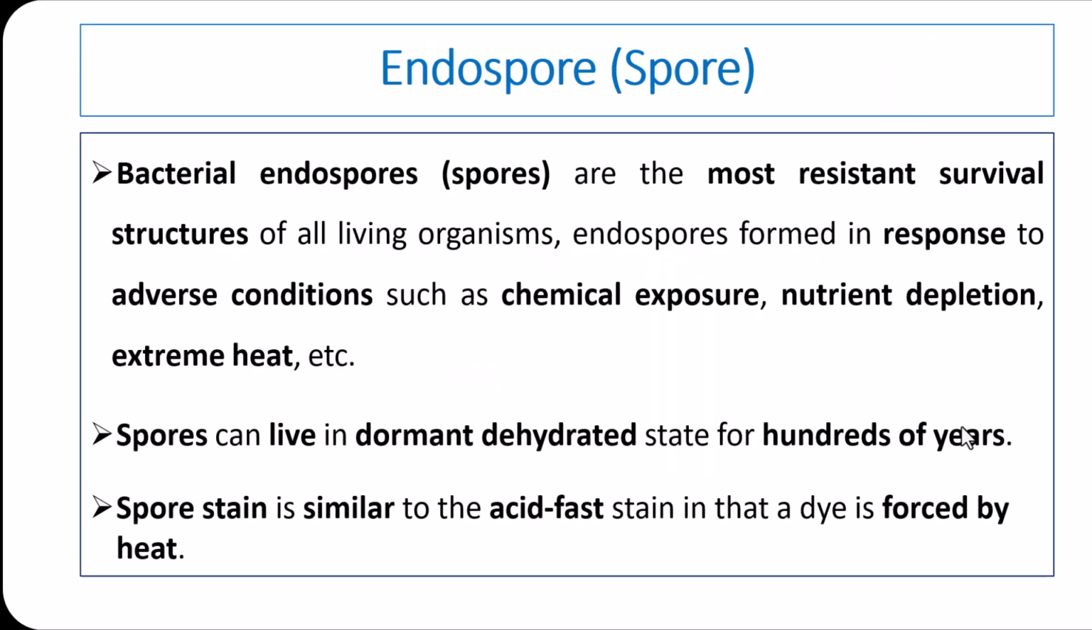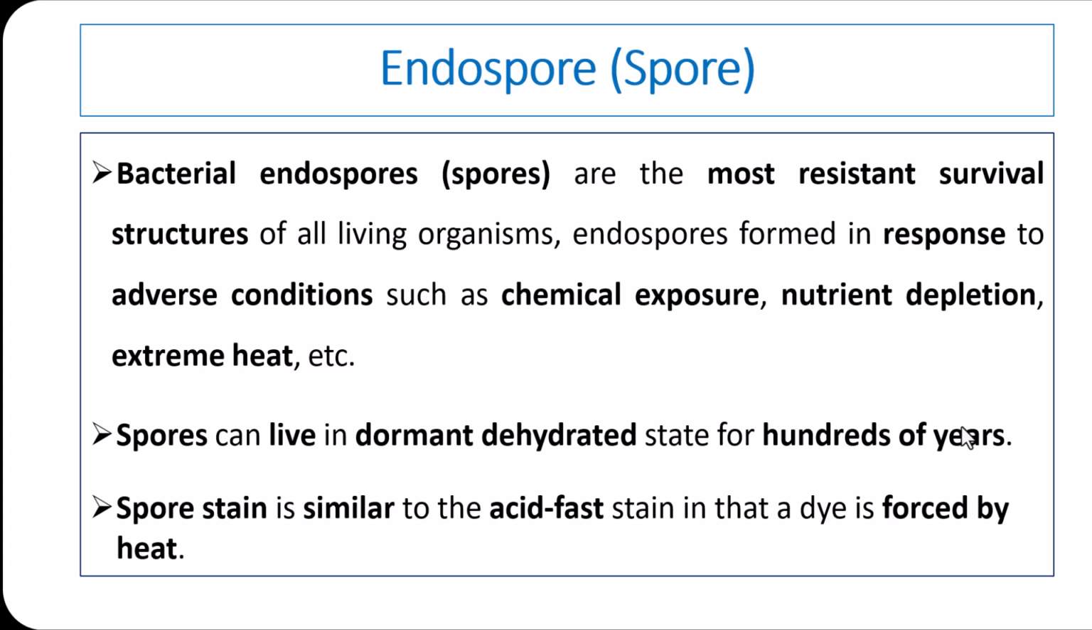Firstly, what we mean by the endospore or the spore. It's called endospore because this structure is formed inside the bacterial cell. The spore is the most resistant survival structure of all living organisms. This structure is formed by gram-positive bacteria such as Bacillus and Clostridium.